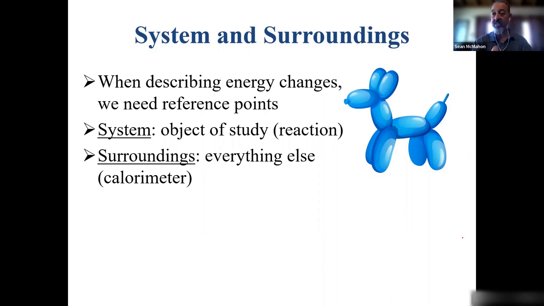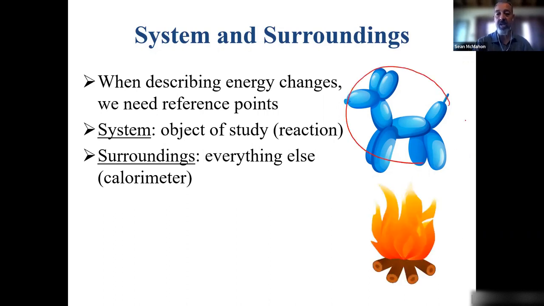Typically, when we're doing studies for heat exchanges, we use what are called calorimeters. That's why we use that unit of calorie as a reference point and water being 1 calorie per gram degree Celsius. But in this case, if this balloon animal is the system that I'm studying, then the fire would be the surroundings because it's outside of the system. Now we know that if this fire is losing energy, right? Because really, whenever you burn something, that loses energy.